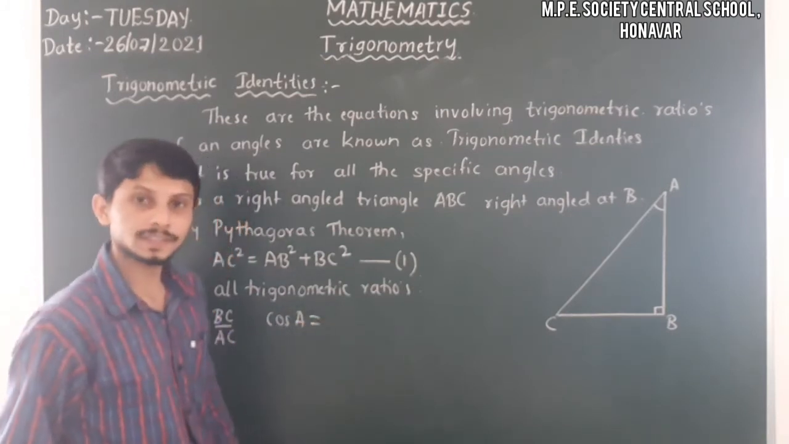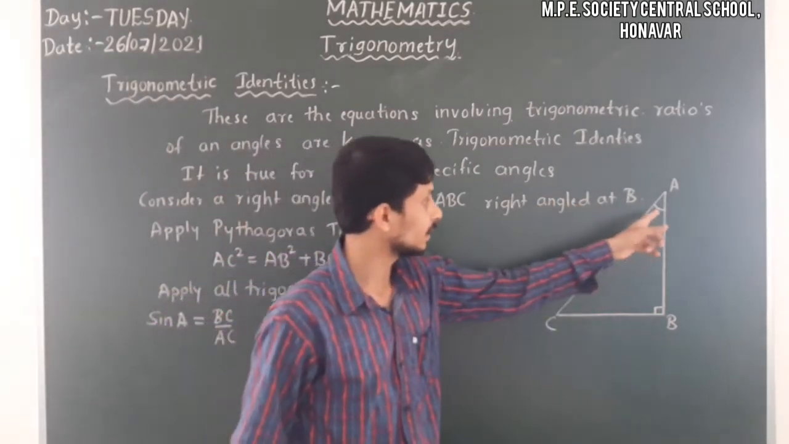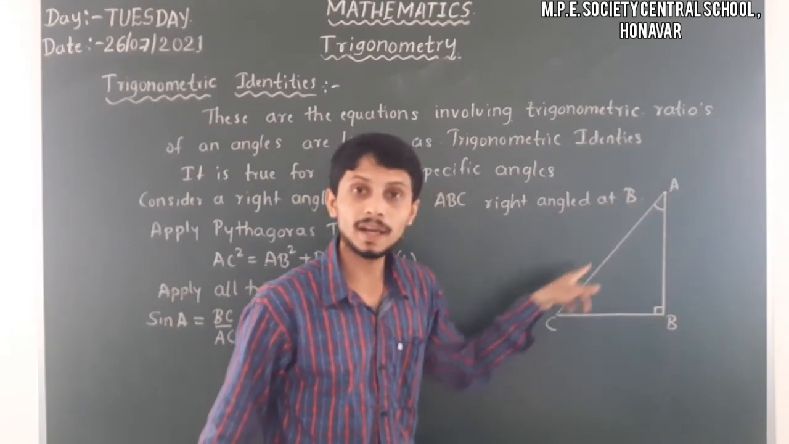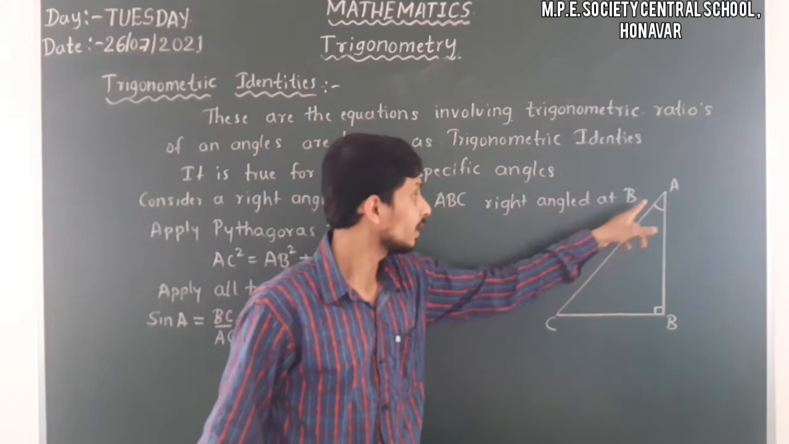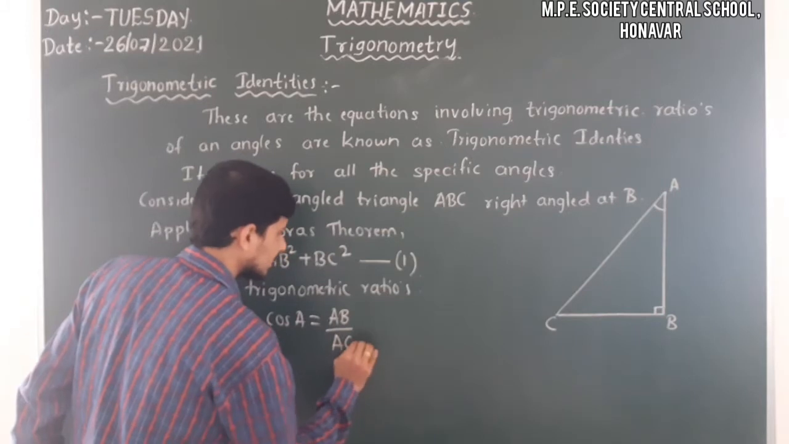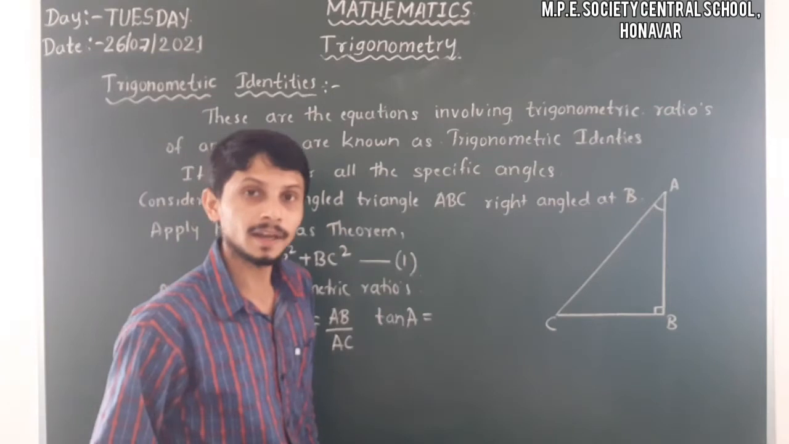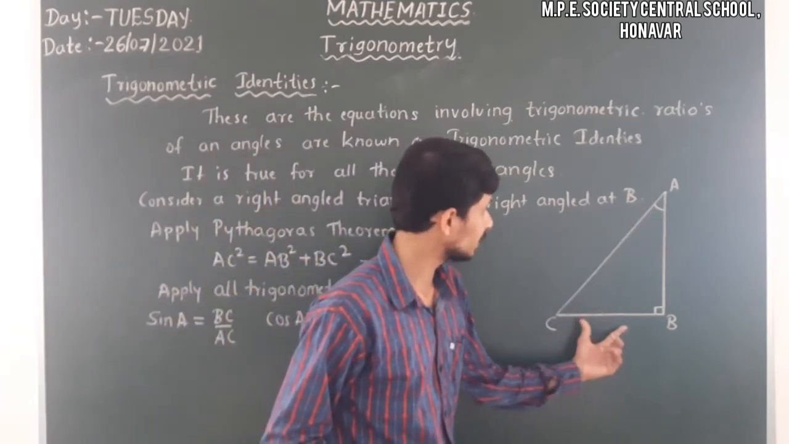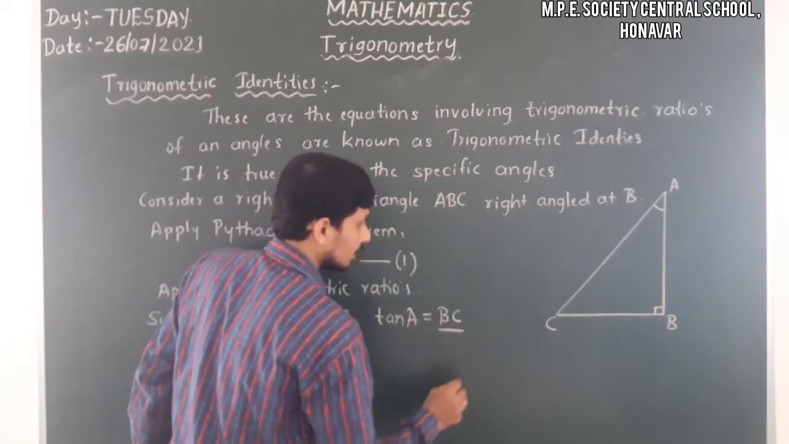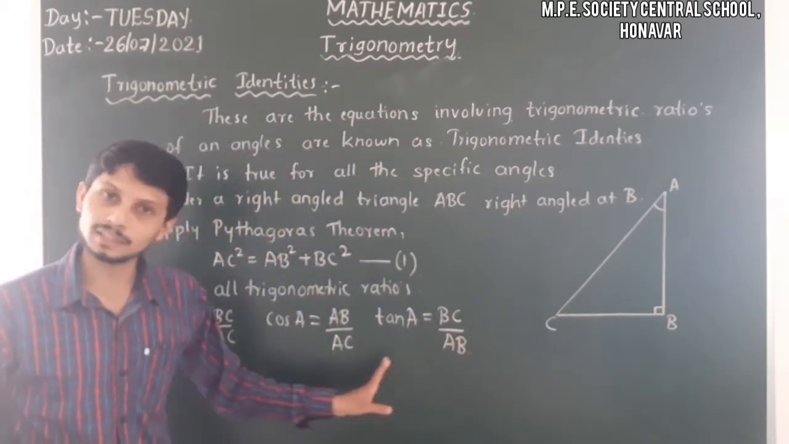Cosine of A is nothing but adjacent side by hypotenuse. So that's why it is AB by AC. Then finally the tangent function, that is tan A. Tan A is equal to opposite side by adjacent side. Opposite is BC and adjacent is AB. That is BC by AB.